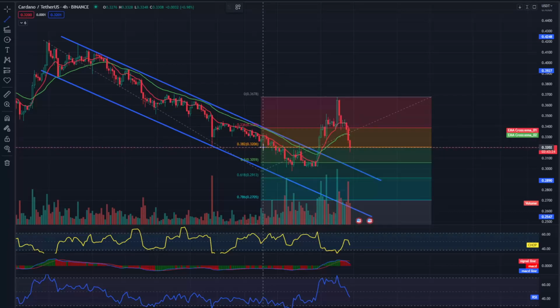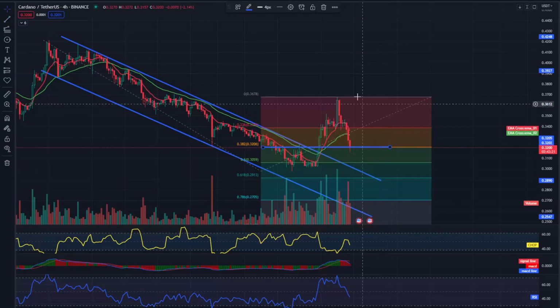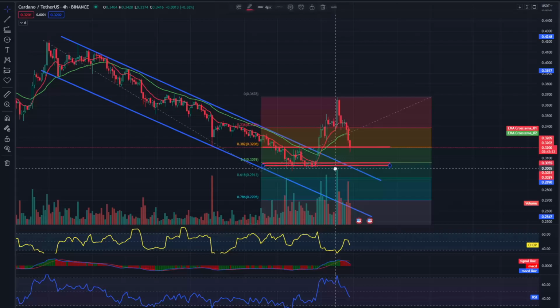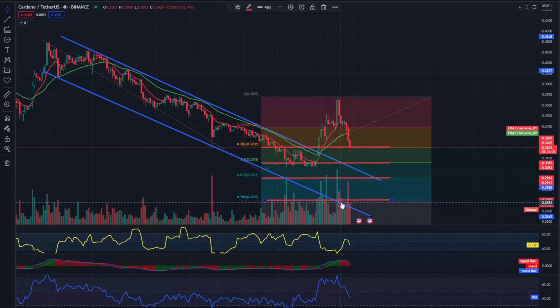Moving on, we can move on to highlighting the support spots. We currently see a price correction where the ADA is based on the first support at 32 cents, the second support at 30 cents, the third support at 29 cents, and the fourth support at 27 cents.